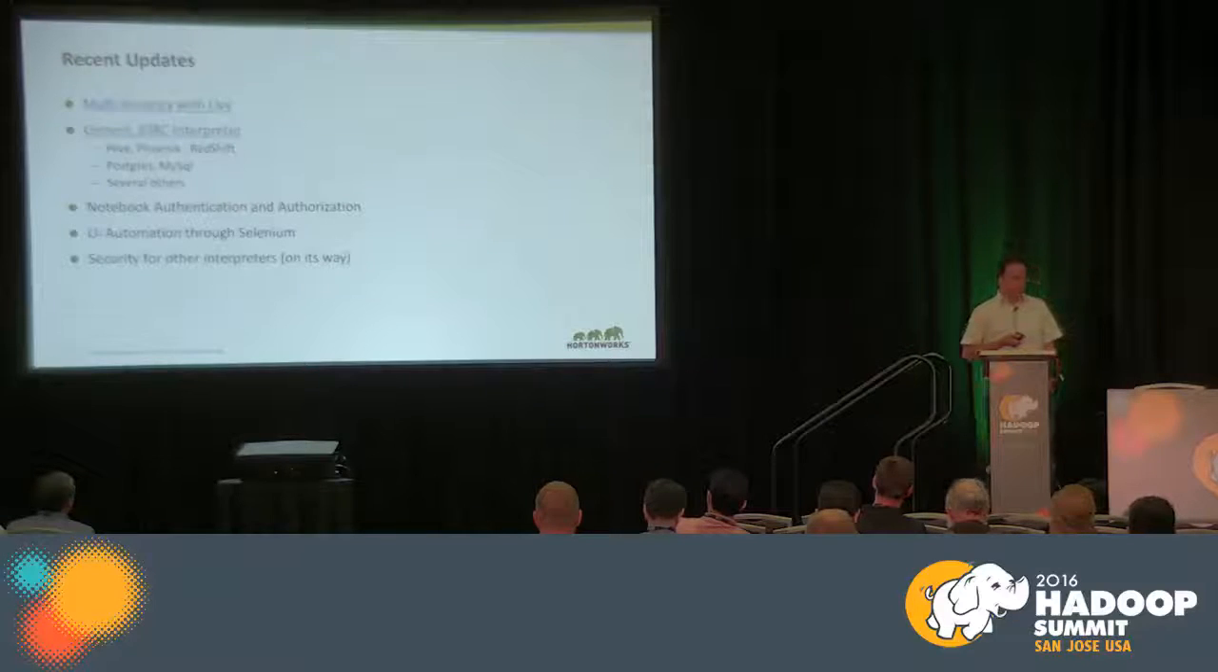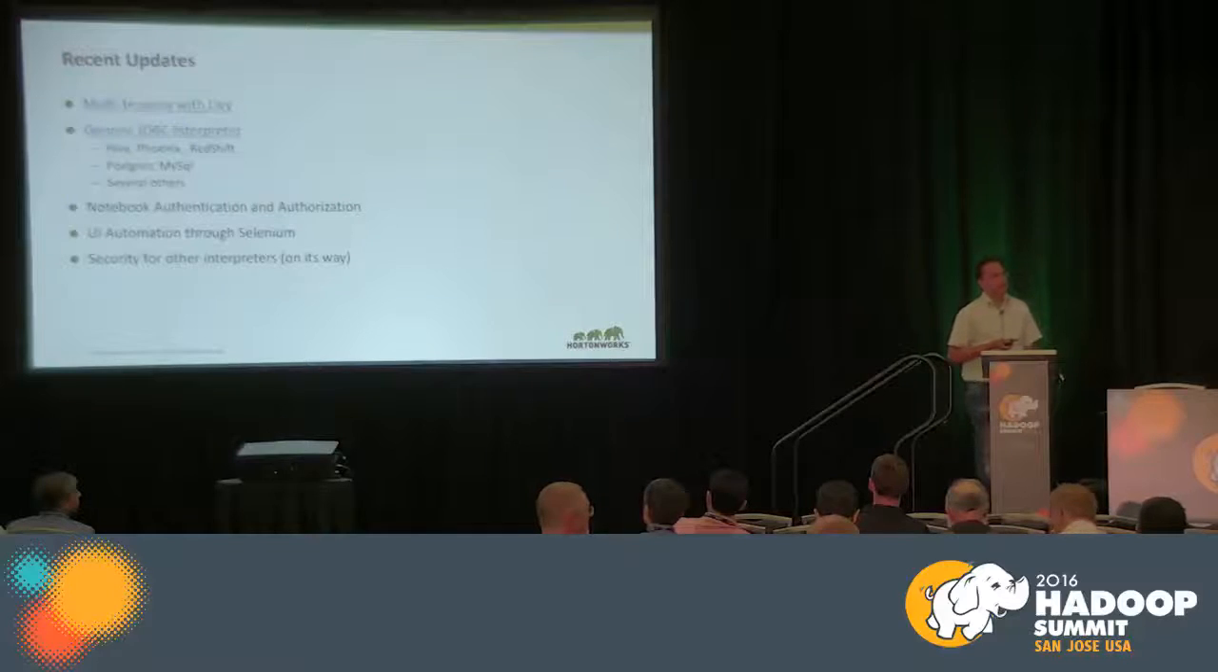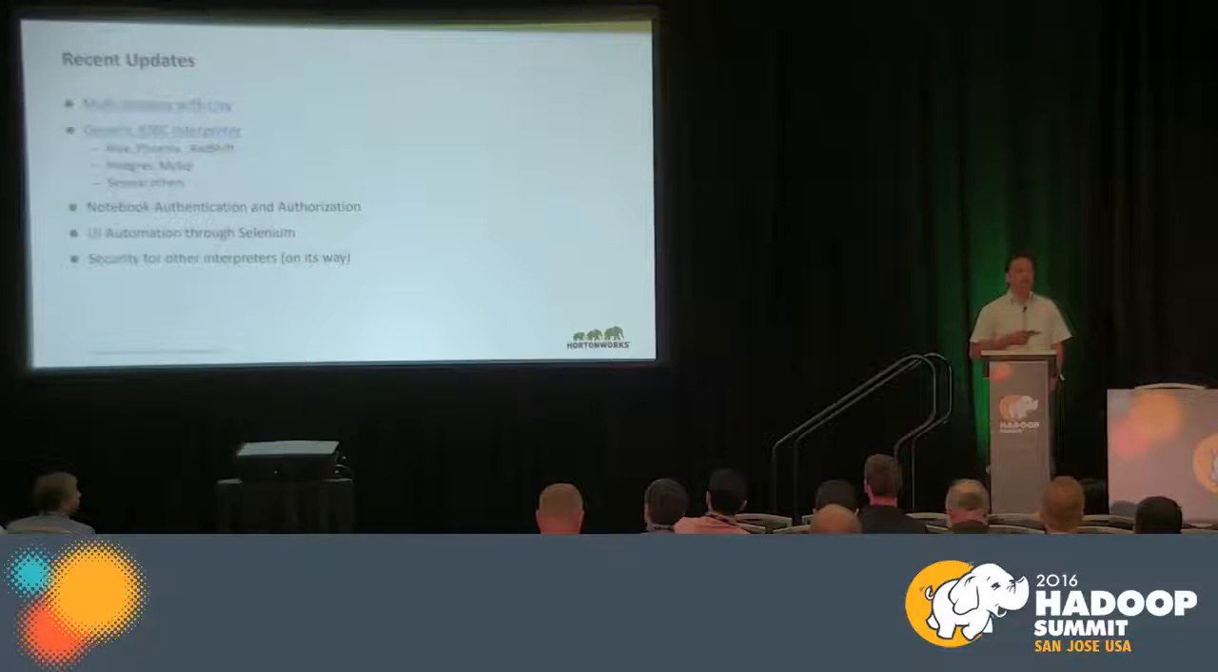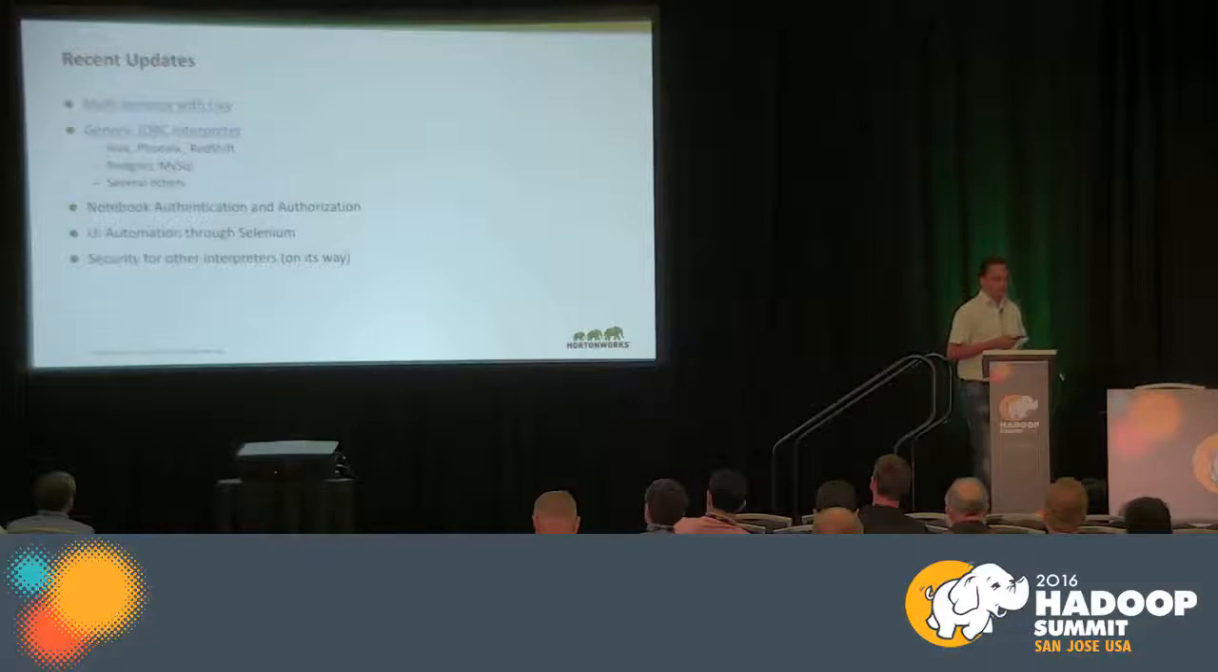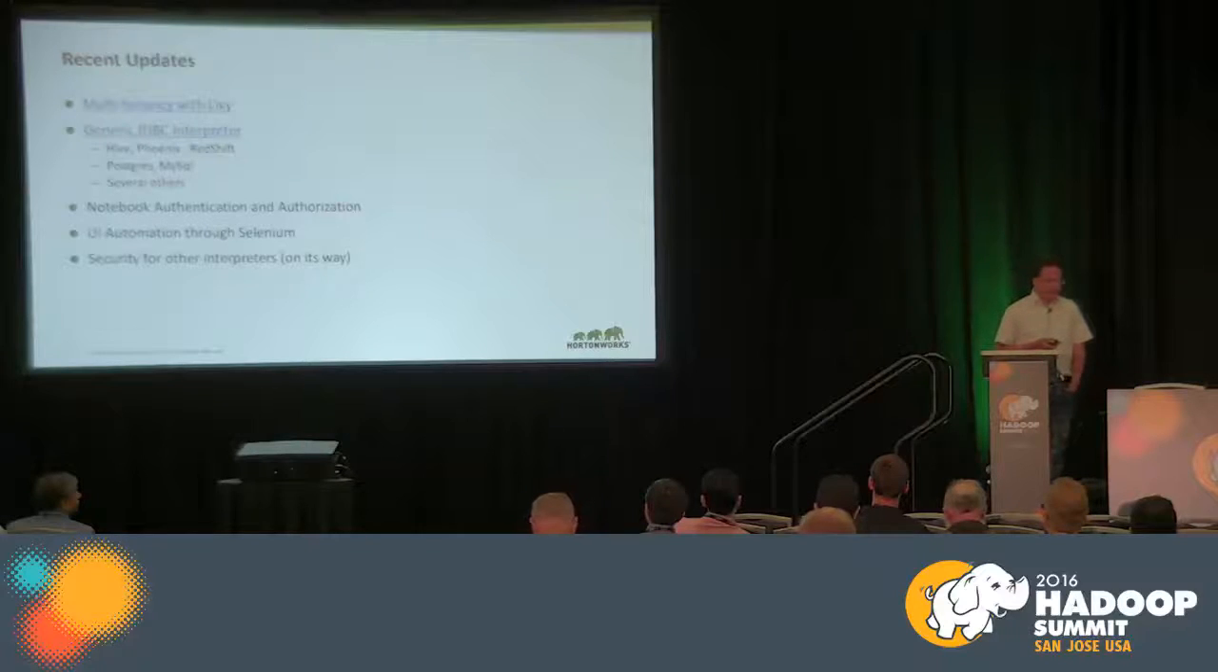Security for other interpreters: like I mentioned earlier, we've integrated with Livy, and the user identity propagation along with Kerberos and SPNEGO integration is available only for the Spark path. But probably by the end of July, we will be able to get security for some of the other interpreters as well. Of course, needless to mention that we are in a release grind at Hortonworks, so this activity might be a little bit delayed.